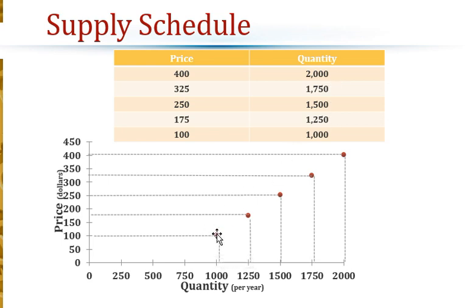So if we look at these points here, again, price is on the y-axis and quantity is on the x-axis. We're just going to take this information from the schedule and put it on the graph. Okay, so at $100, we are willing and able to supply 1,000. So that's going to be this point right here. And as the price goes up to 175, we're more willing to sell, so we'd be willing to sell 1,250. And at 250, we'd be willing to sell 1,500, etc. So this is how we create a supply curve.